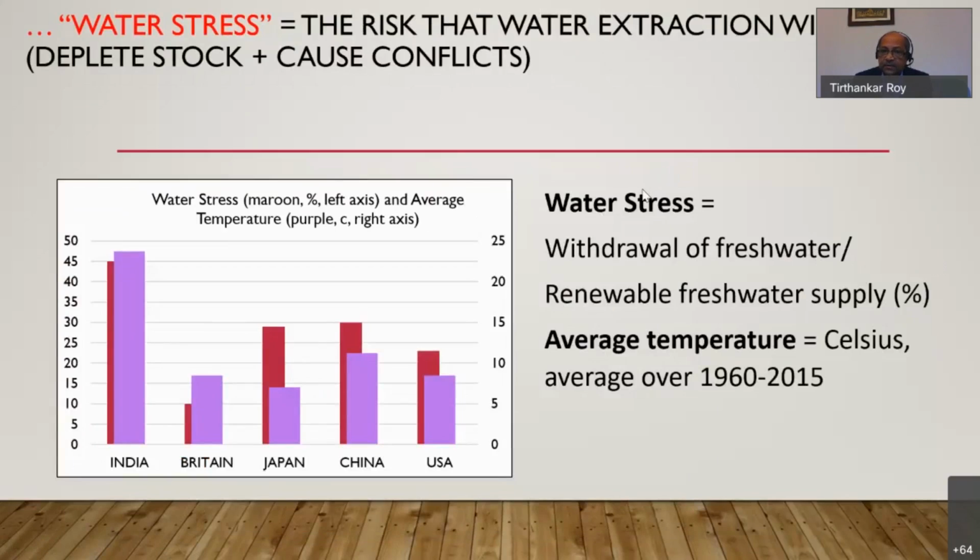This is what is called water stress, which is the percentage of freshwater withdrawal to freshwater supply. This is shown in the graph on one axis, and the other axis shows average temperatures, to suggest that once again India is very badly off on water stress. What I want to show with the temperature is that this is something geographic. It's not anthropogenic, or man-made. There is a geographical condition that shapes this comparative profile.